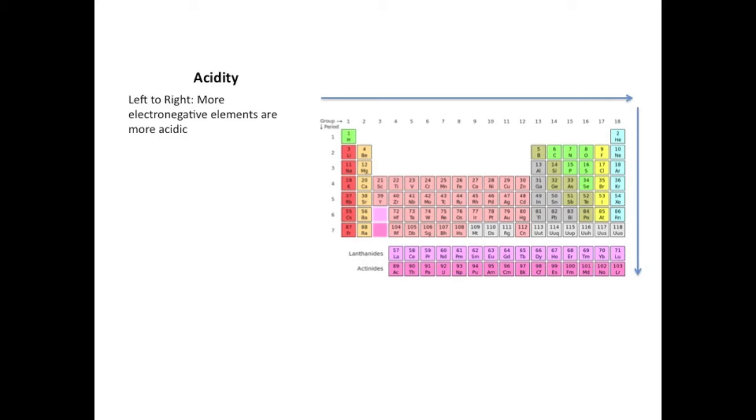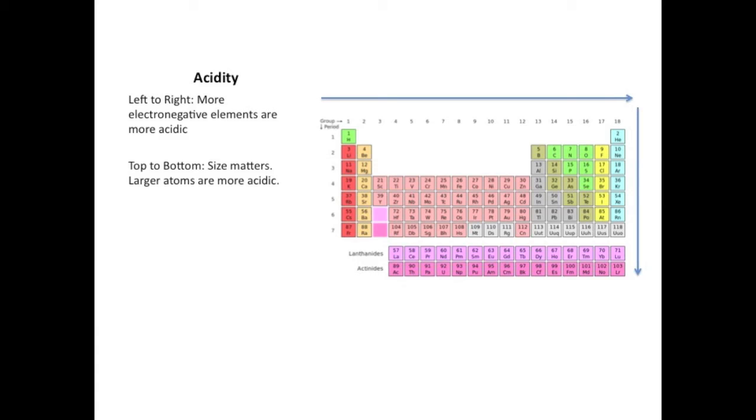So it increases from left to right because more electronegative atoms have more acidic hydrogens bonded to them. Just compare HF to H2O to NH3 to CH4 to give you an idea. Obviously, hydrofluoric acid is more acidic than water, which is more acidic than ammonia, which is more acidic than methane.